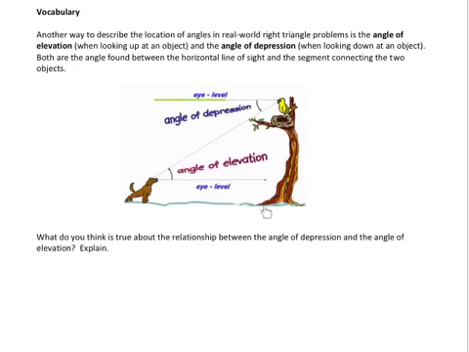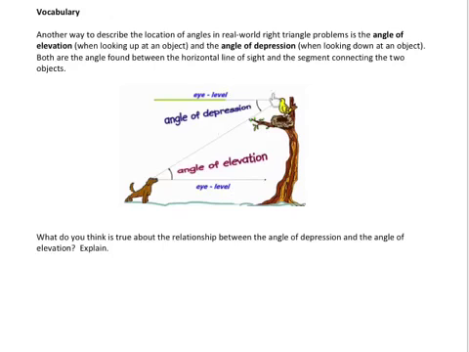So here is a diagram kind of showing the two different angles. The angle of elevation, if I start at eye level and look up, like the dog is looking up at the bird, this is the angle of elevation. Angle of depression, if I start at eye level, which is horizontal, and look down. So the angle of depression is up there.